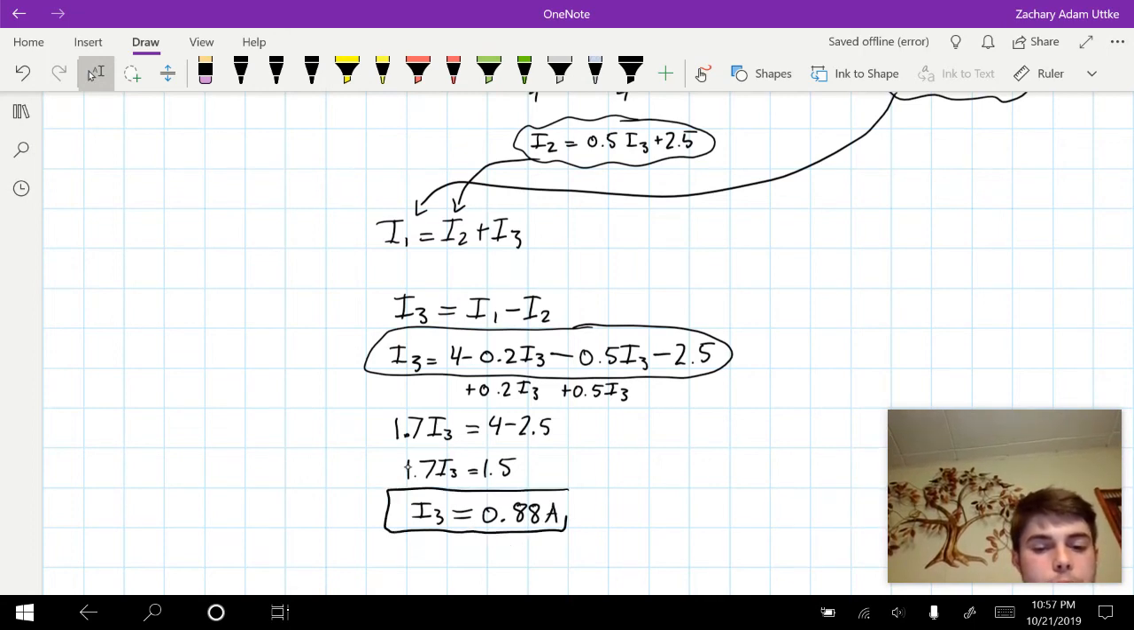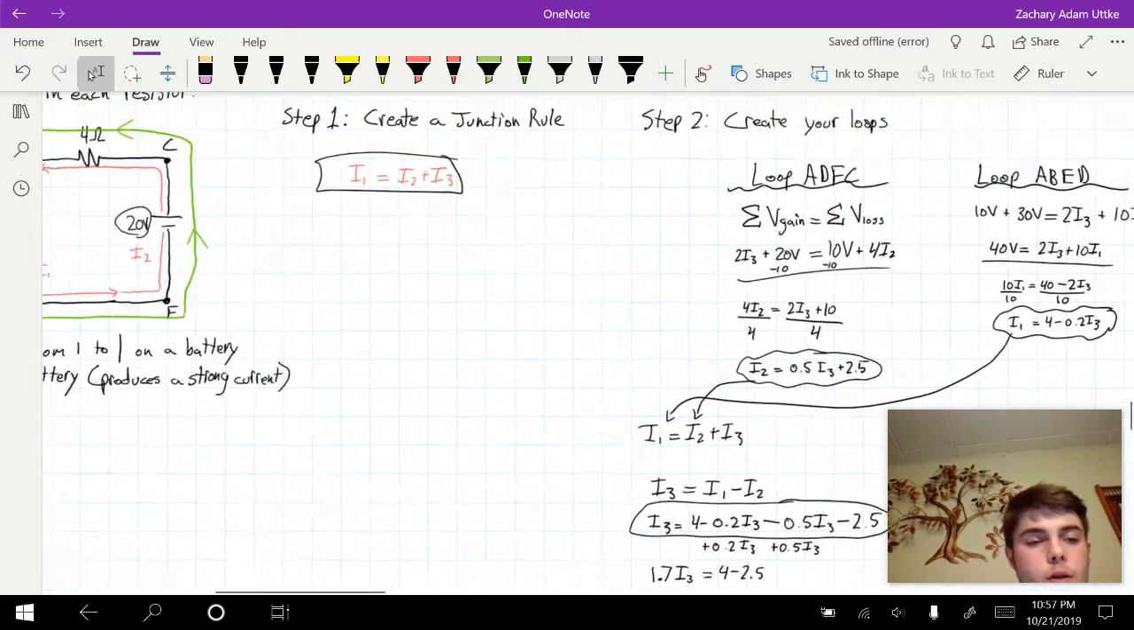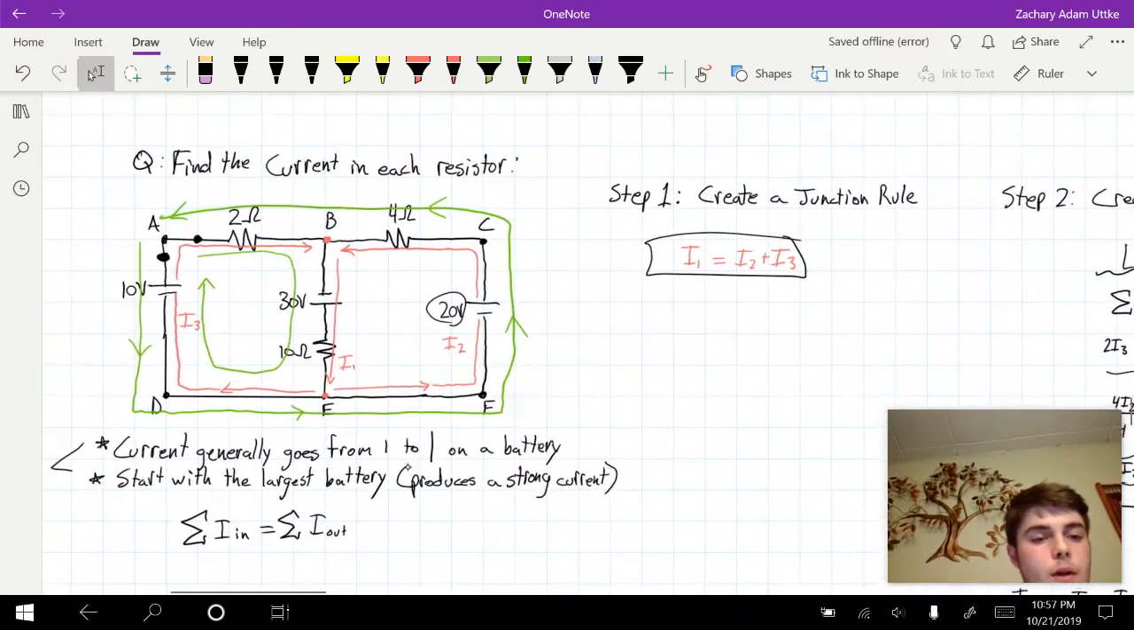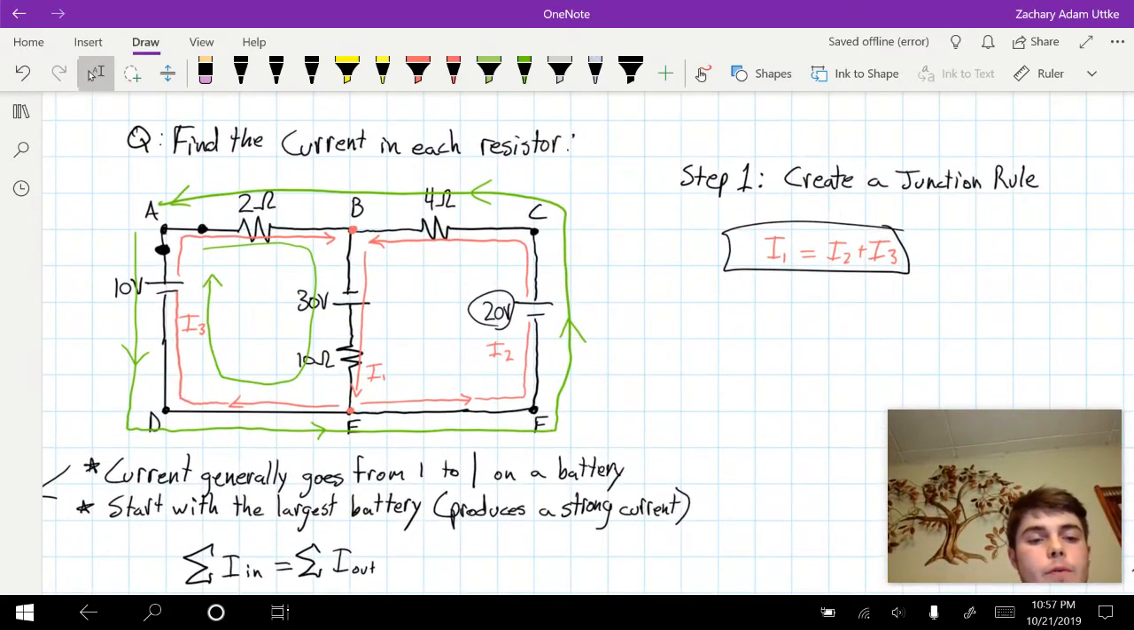So we have figured out I3, and this is good. We can relate this back to how we started. So if we said I3 is this current right here, it is the current that's going through this 2 ohm resistor. So that helps us answer our question. The current going through the 2 ohm resistor is equal to I3, which is 0.88 amps.